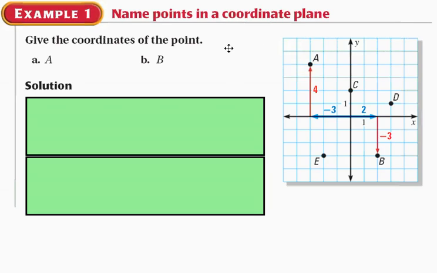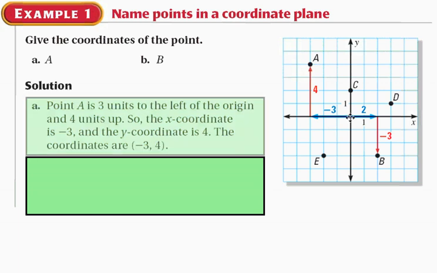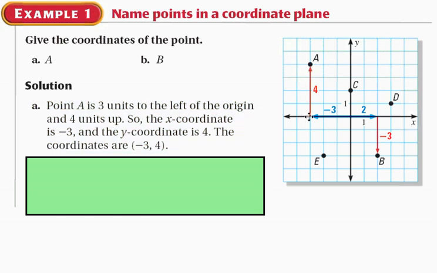Okay, to name a point in the coordinate plane. Again, this should be real familiar. We're just reviewing here. To give the coordinates of a point, find it on the graph. Okay, here's our letter A. To give the coordinates, first find out how far it is horizontally. Well, that's 3 to the left. That'd be -3. Then count your vertical distance. It's 4 up. That's a +4. So we state the coordinates as -3, +4.